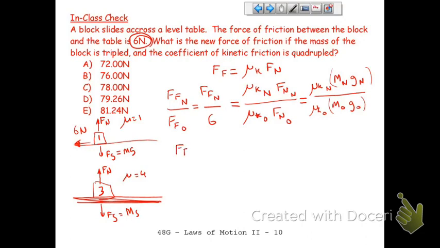So FF new over 6 is equal to the coefficient change. The new one is 4 times bigger than the old one because it says the coefficient of kinetic friction was quadrupled. If you're not a native speaker, or even if you are, and you don't know what quadrupled is, I'll tell you. Words like quartered and quadrupled are fair game. You can ask me that.